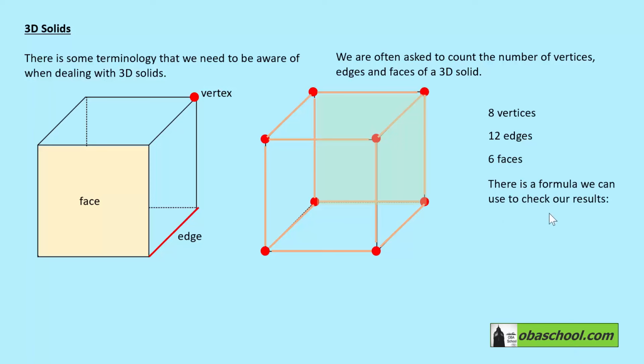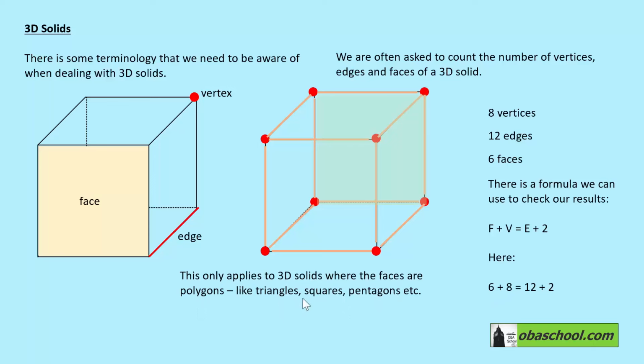There is a formula we can use to check our results. It's called Euler's formula, and it says the number of faces added to the number of vertices is equal to the number of edges plus 2. If we try it for this shape, we get 6 plus 8 being equal to 12 plus 2. So both of those are 14. But note, this only applies to 3D solids where the faces are polygons like triangles, squares, pentagons, etc. I'll point out to you shapes where this will not hold.